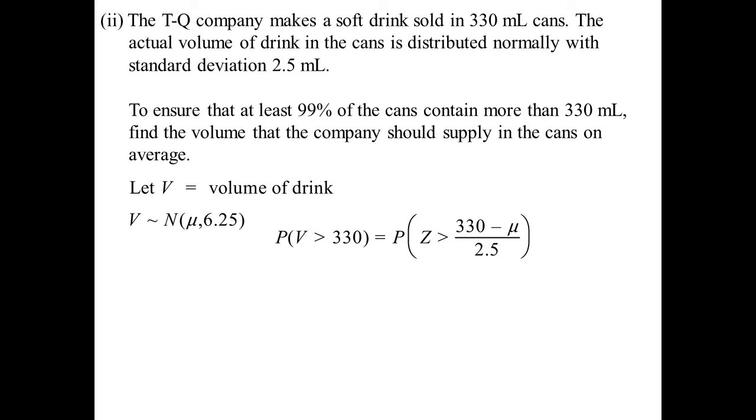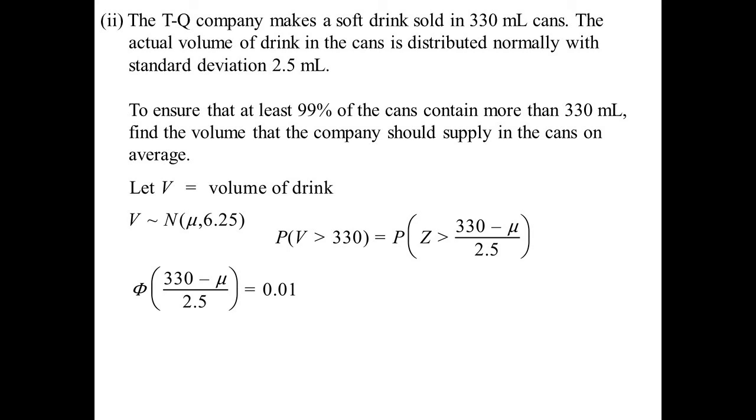That would be equivalent to the probability of Z being greater than (330 minus whatever the average is) over 2.5. Why is that 0.01? Because I'm going greater than 330, and that probability is 0.01. So we need to use our tables to find 0.01. The problem is, our answers only start at 0.5. So therefore, we'll look for 0.99 in our tables.